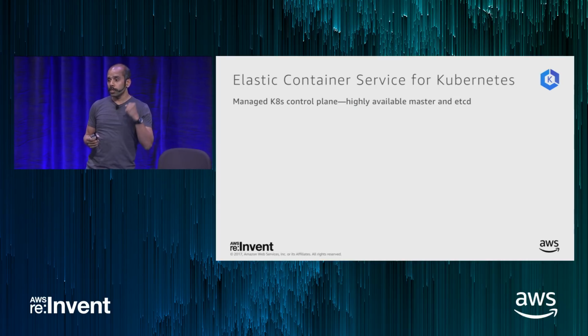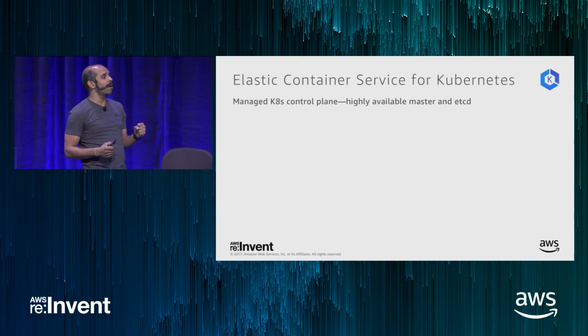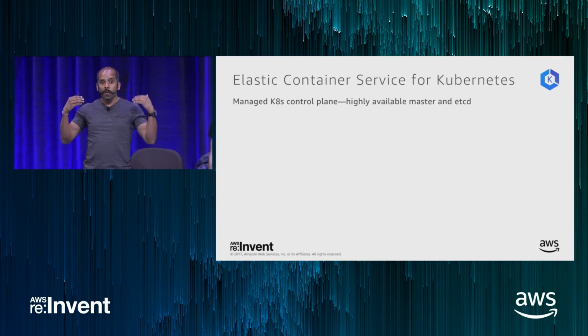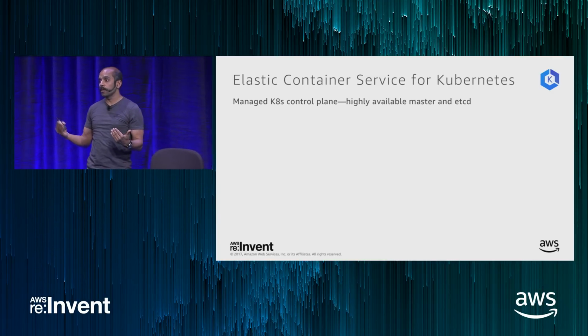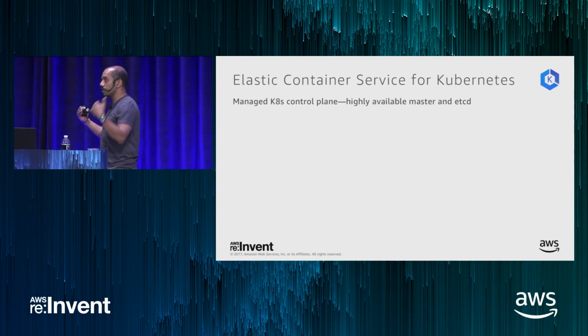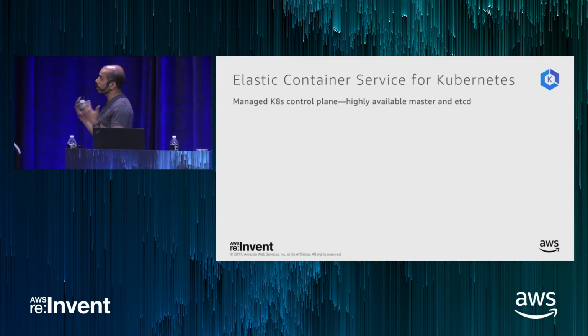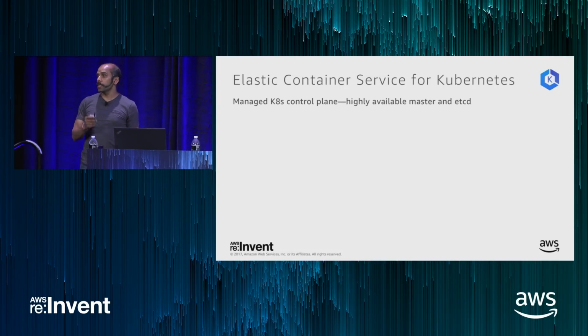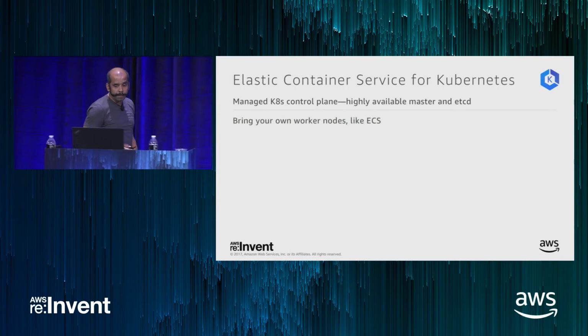Setting up a Kubernetes cluster is hard. It's not for the faint of heart. Managing etcd is not for the faint of heart. Running a cluster, deciding what size it's going to be, what the instance type is going to be, what if my master fails? It's not easy. So that's the hard problem, and that's what we'd like to solve. That's what EKS, or Elastic Container Service for Kubernetes, gives you.